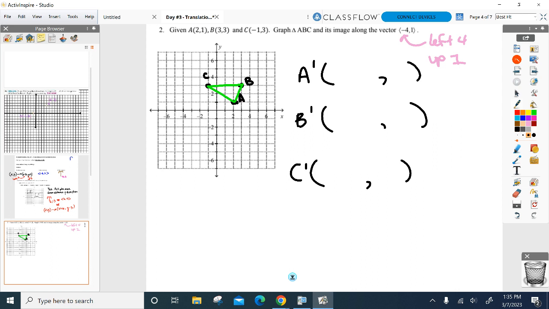Oh, left 4, up 1. There you go, up 1. That's it. I'll get it eventually.